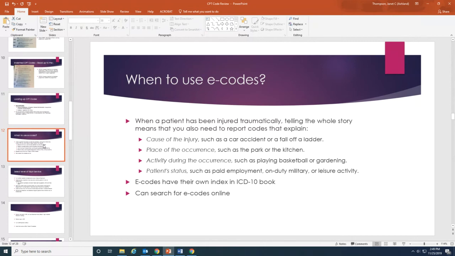Were they on the job? That's a different type of insurance involvement. Were they at work? That's another type of insurance involvement. Were they in a public place? Were they at a school? So that's why this information is important.